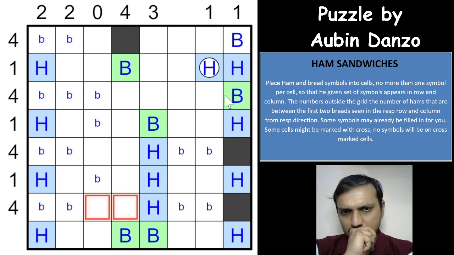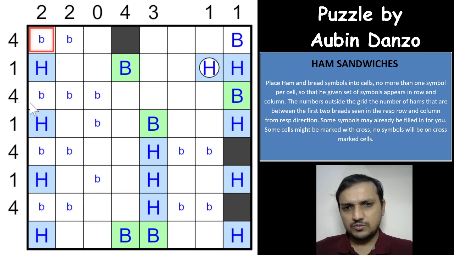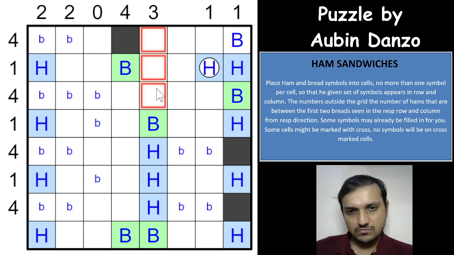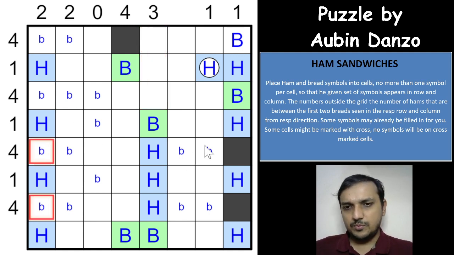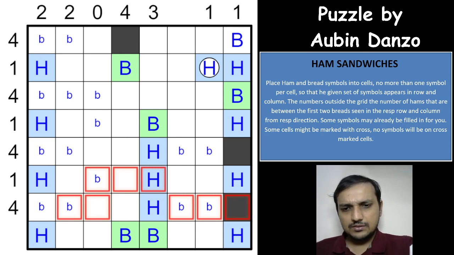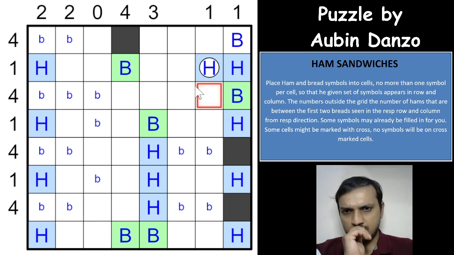Hmm. Let's see what the other logic is now. One of these two will have to be always black. This is a black. One of these two will always have to be a black. One of these two cells would be black. Yeah, one more black, so all the other cells would have to be bread and ham. Come on, this also isn't working here. Let us see. No, this also won't work here. This cannot be B.